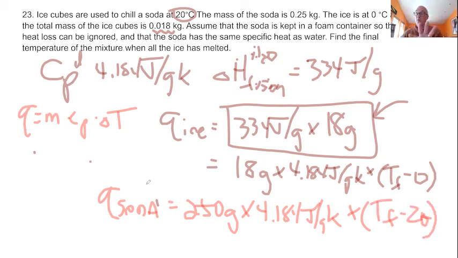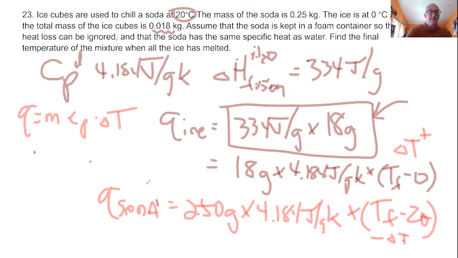Because now the Q of the soda is negative, right? Because it gets cold, so it loses heat. So it goes from 20 down. So its delta T is going to be negative. Whereas the delta T of the ice water is going to be positive because it goes from 0 up. So now we have all the information we need.